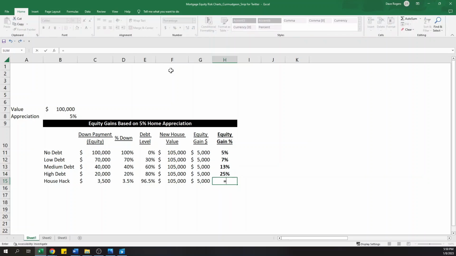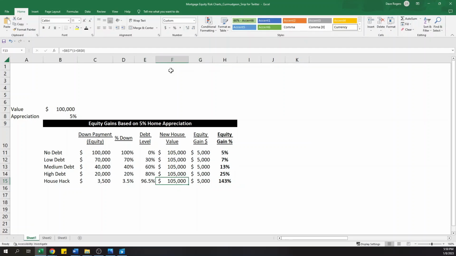Lastly, if we look at our house hack, take our $5,000, we only invested $3,500. So we invested a little over half what the entire equity gain is. So we should see over 100% gain. In this case, we see 143% of equity gain when we use our house hack to lever up 96.5% and to gain 143% on our investment.